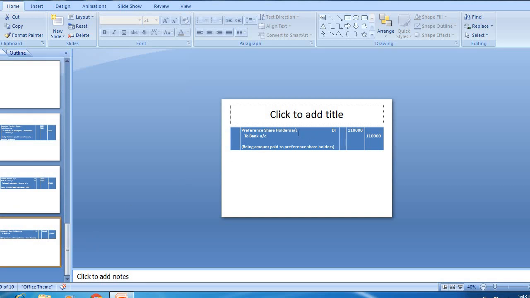We can make the payment of the preference share capital to preference shareholders. With the first journal entry, the preference shareholder account has been credited. Now the same has to be debited. Preference shareholders account debtor 1,10,000 to bank account, the total amount arranged. So 1,10,000 being amount paid to preference shareholders. So these are all the journal entries required to fulfill the requirements of this particular problem.